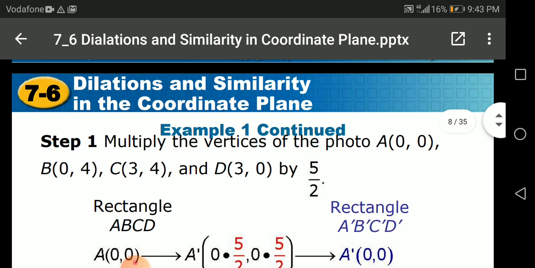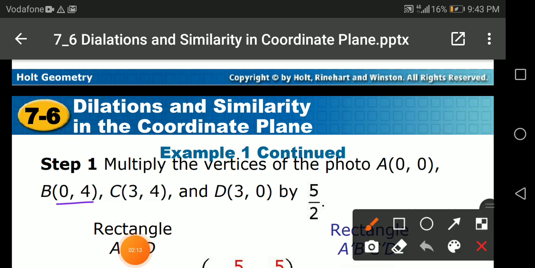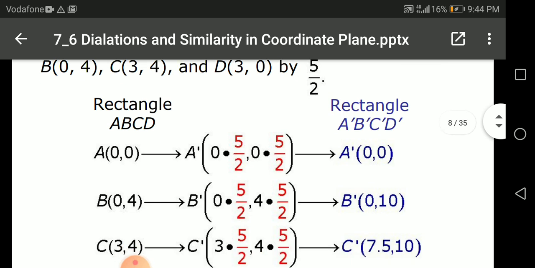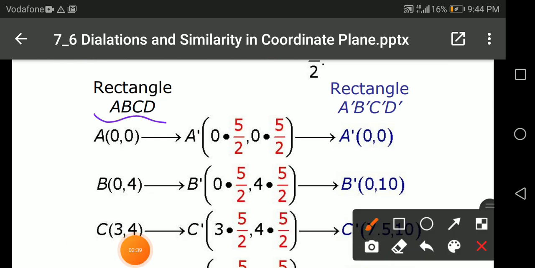So we have written the coordinates of the points here. We have written A, B, C, and D, the vertices of the photo, and then I will multiply them by 5/2. Why? Because this is the scale.